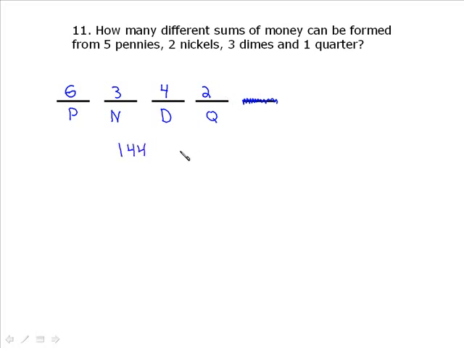But now you must think. Something might have been troubling you. If you're going to have a sum of money, you have to have something. And the one thing that we cannot have is no coins at all. So there's one possibility that we subtract away, and that's where you've selected 0 pennies, 0 nickels, 0 dimes, and 0 quarters. So to get your answer, you would subtract 1, and that will give you 143 different sums. Not the sort of thing that would occur to you normally.